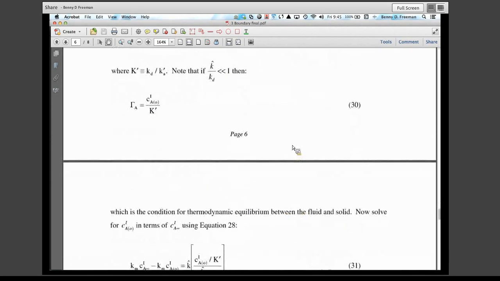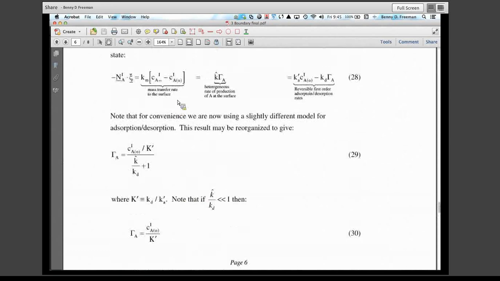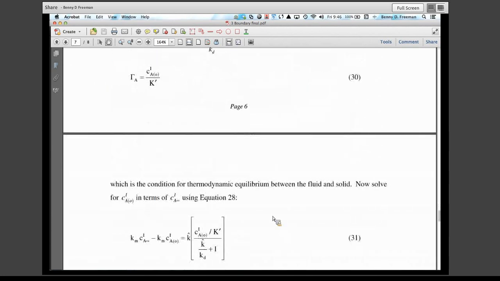Now, we solve for Ca0 in terms of Ca infinity using this portion of equation 28. The reason we want to do that is that it may be difficult to measure Ca right at the phase interface. The measurement of Ca in the bulk of the material is often a straightforward activity. And so we're motivated to relate Ca0 to Ca infinity in terms of being able to make measurements that we could then compare with a model of mass transfer in this system.